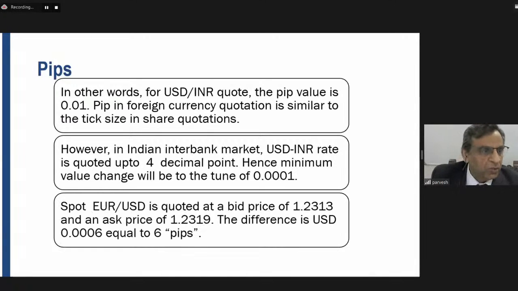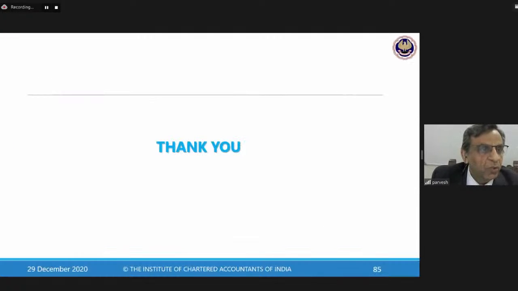Suppose the quote is given that Euro USD is quoted at a bid price of $1.2313 and ask price is $1.2319. So the difference is USD 0.0006, which is equivalent to 6 pips. That means the difference between the bid rate and the ask rate is basically 6 pips. It can be understood by various examples, and how it is used and worded in the markets. So this was what we covered, the basic concepts.